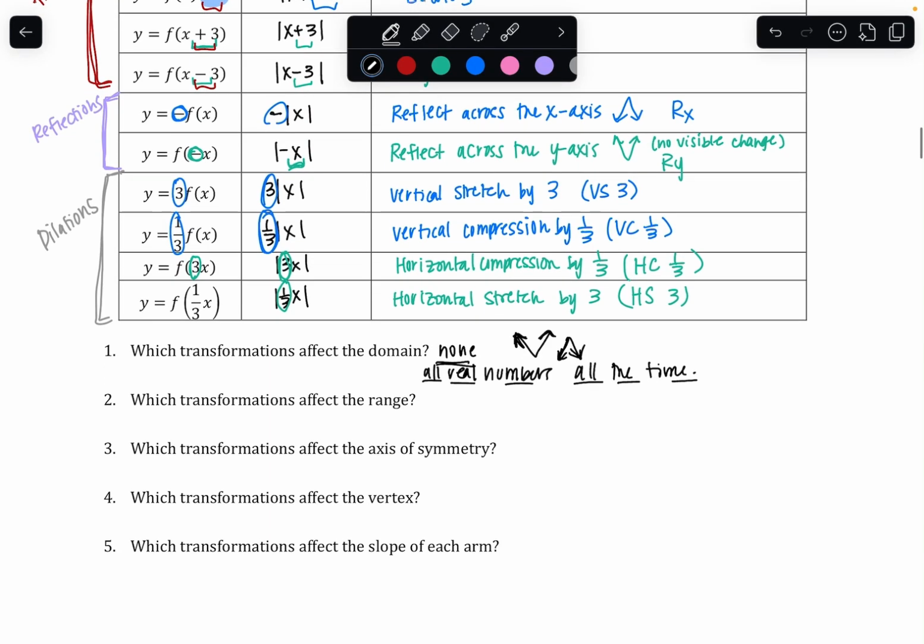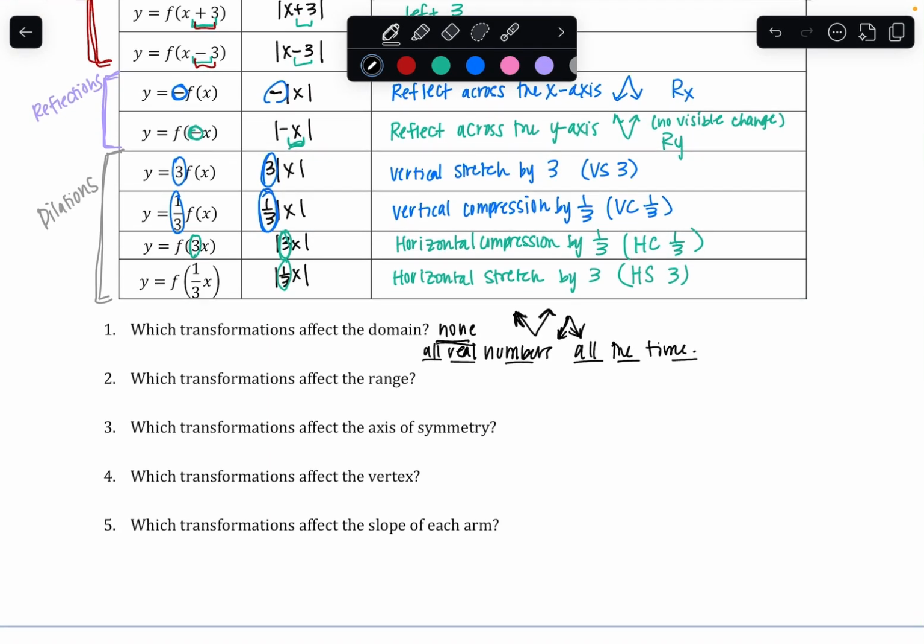Okay, and then for the range, several things are going to affect the range, mainly reflections across the X-axis. Because if you reflect across the X-axis, your minimum is now a maximum. And so instead of, let's say this was a Y value of 5, your range would now be negative infinity to 5. 5 would be the maximum.